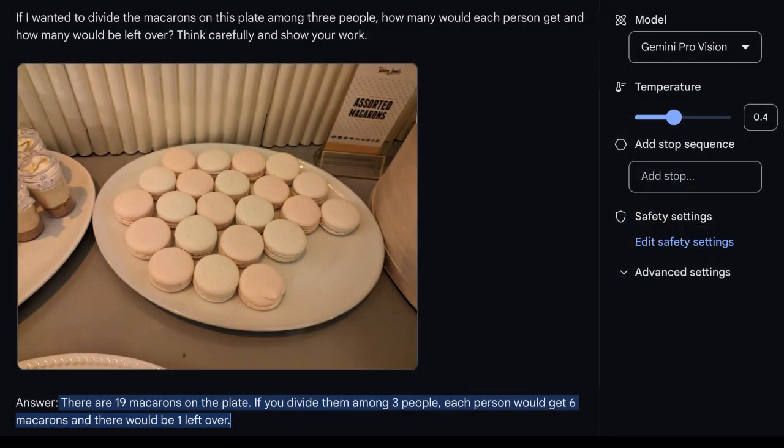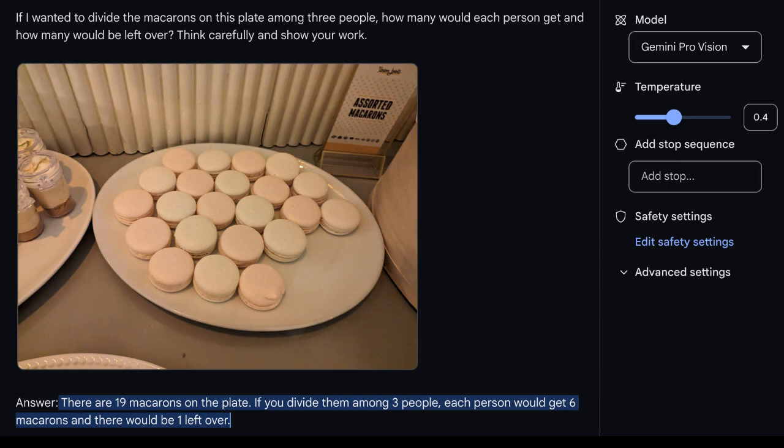No, it didn't. So I was at a conference last week where they served macarons as part of the dessert. So I took a picture of this. This week, I asked Gemini to count how many macarons were on the plate. My goal was to make it more abstract: here's a bunch of macarons, if there were 3 people eating it, how many would each person get? And how many would be left over?